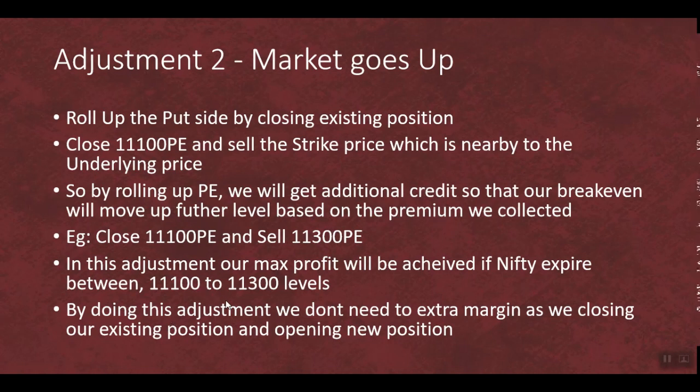In this adjustment, our max profit will be achieved if Nifty expires between 11,100 and 11,300, and we are still shifting our break even further 100 points, based on the credit we received here. In the initial short straddle, we get the max profit if the Nifty expires at the level of 11,100, but in this case we get the max profit if it expires between 11,100 and 11,300, as we have sold the 11,300 put option, which we have rolled up.